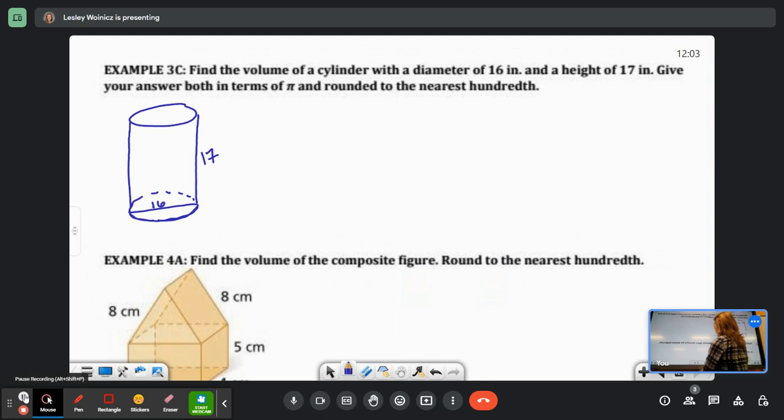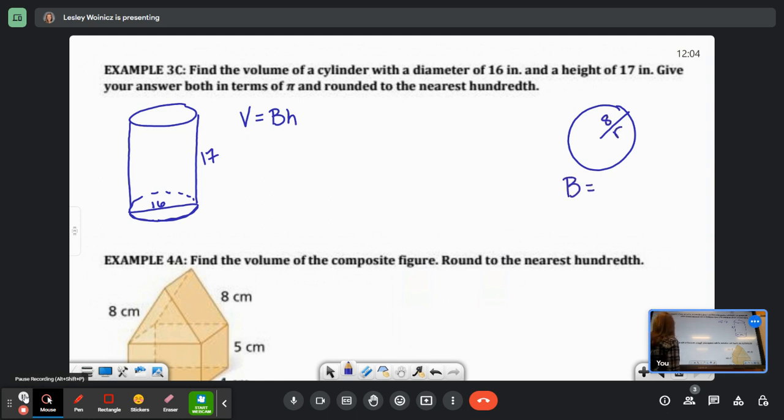Okay, so let's find our volume. And let's make a picture of the circular base. So if the whole diameter is 16, what is our radius? 8. So our base is pi times 8 squared. I'm getting 64 pi.